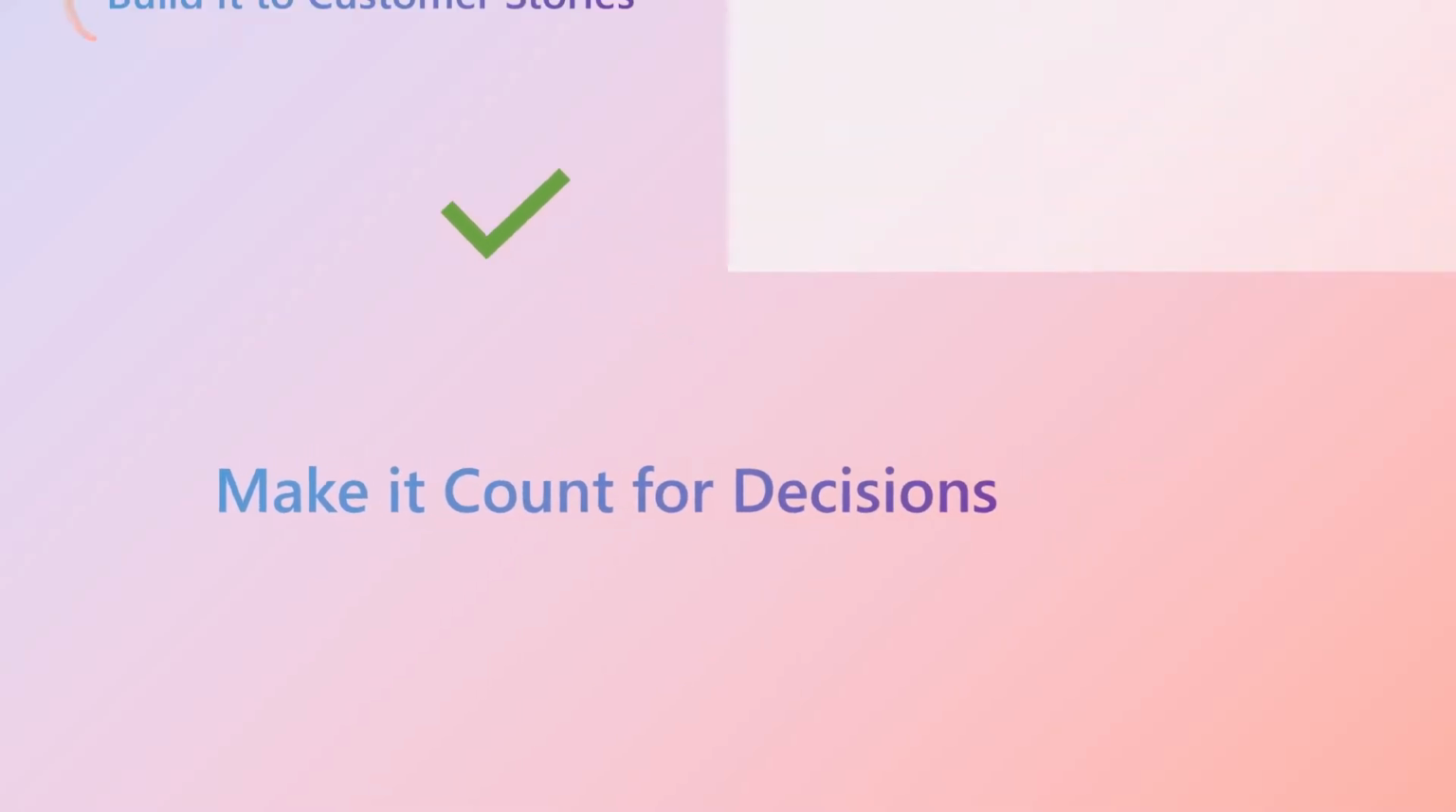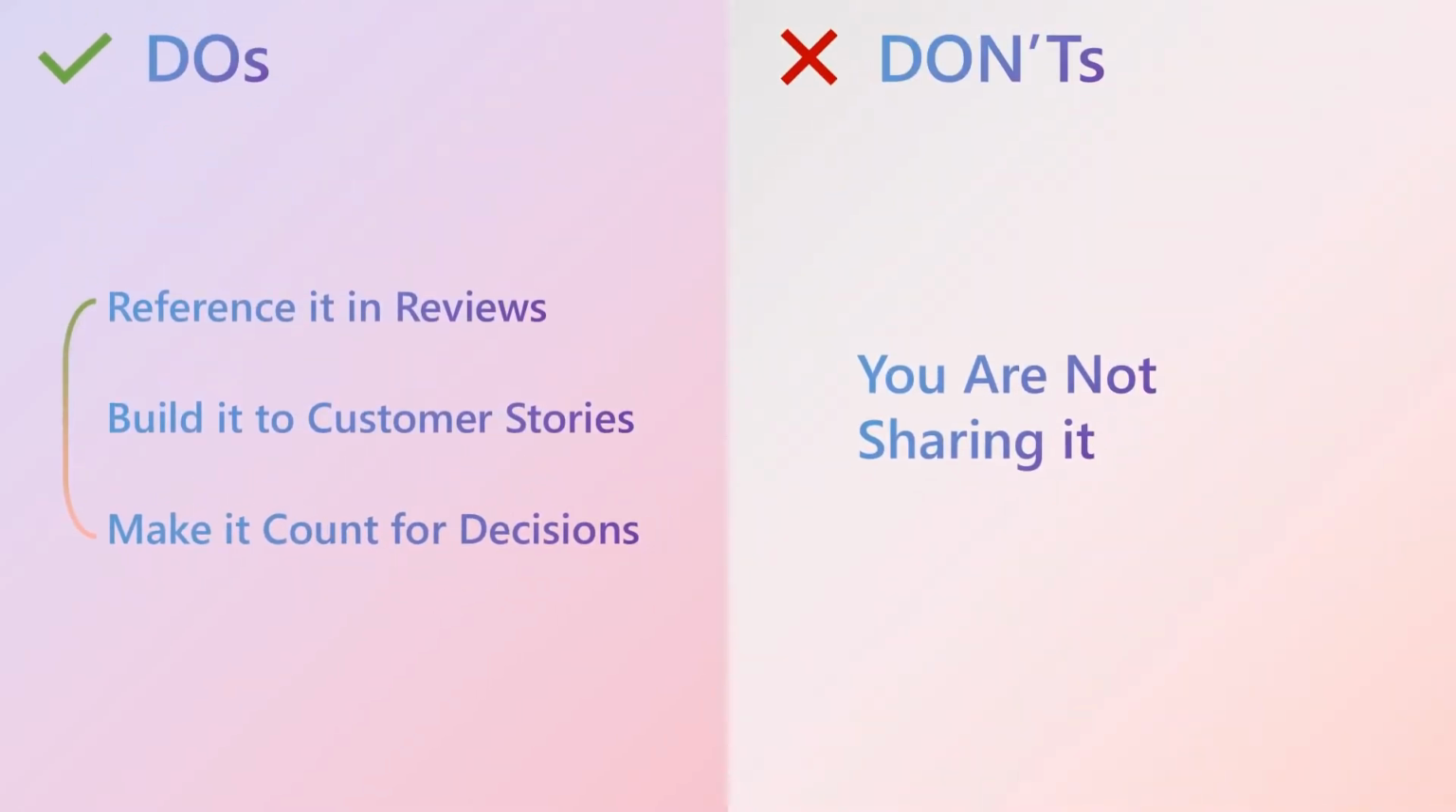Third, make it count for decision making. If you would like to prioritize features, think about the targeted user persona and see which group is more important than others. If you would like to choose a better workflow, think about who will use it and make a decision based on their habits. Keeping personas in mind could help you make better decisions.